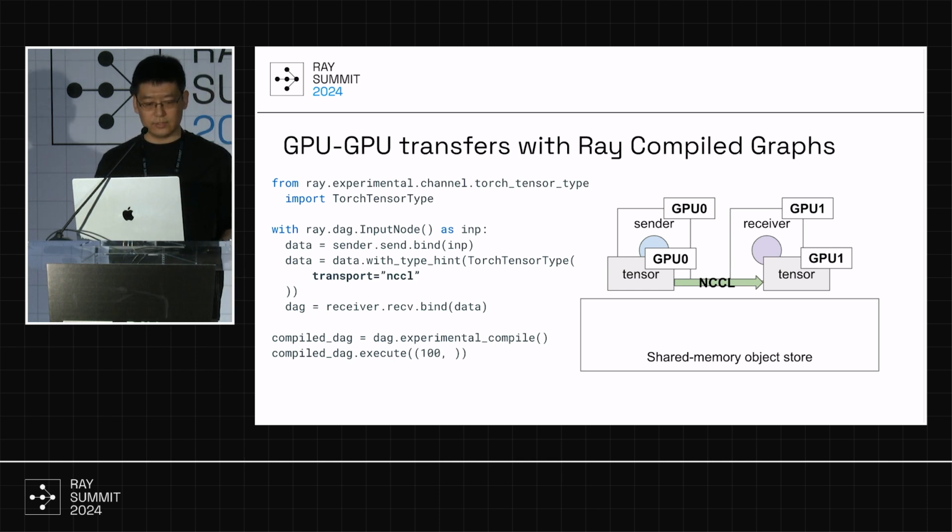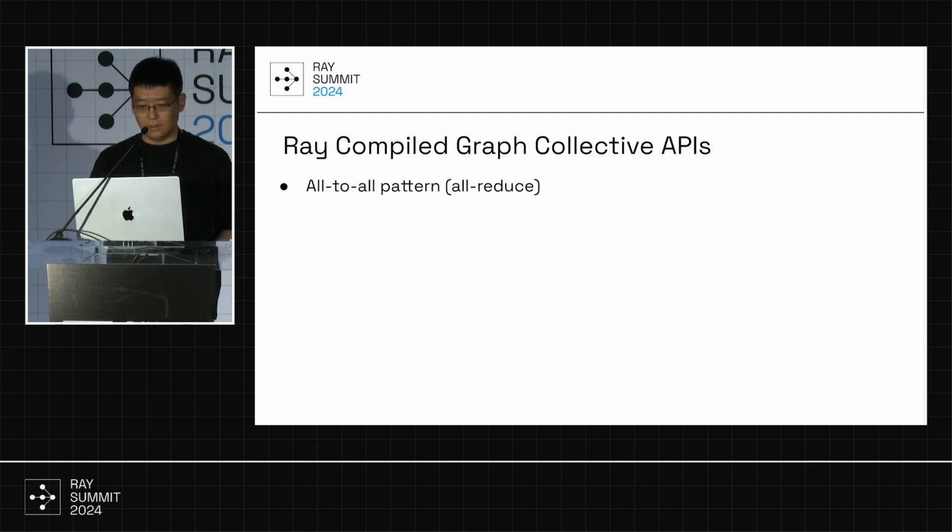As we can see from this code snippet, we can just take the output of the send method and annotate it with a type hint, that is the torch tensor type, and we specify transport equals NCCL. And then we pass this to the receiver, and that's it. The rest is the same as Stephanie just talked about. We compile and then execute. Other than the point-to-point APIs we just talked about, compiled graphs also support collective APIs.